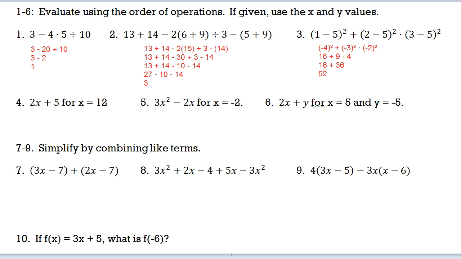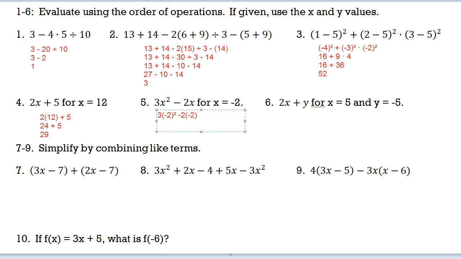2x plus 5. But this time they told us x equals 12. So we are going to take that expression and we are going to plug in 12 for x. 2 times 12 is 24. 24 plus 5 is 29. All right, let's try it again with number 5. This time they are telling us that x equals -2. So we are going to plug in -2 every time we see x.